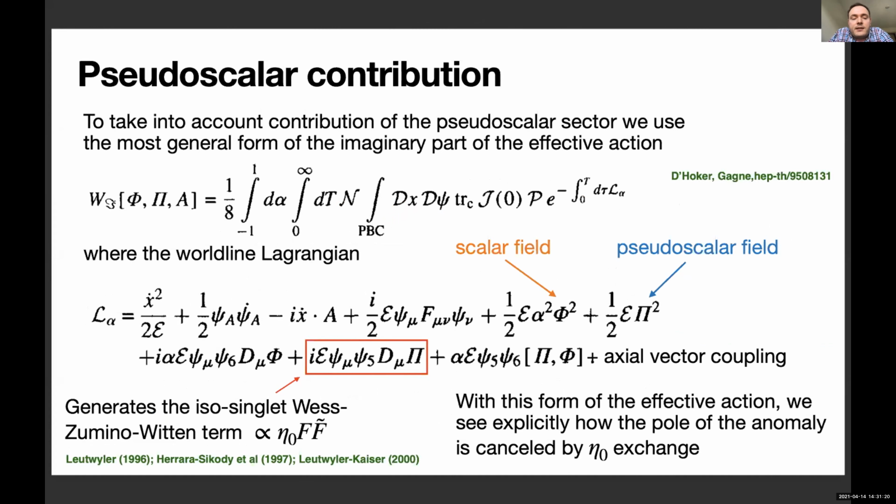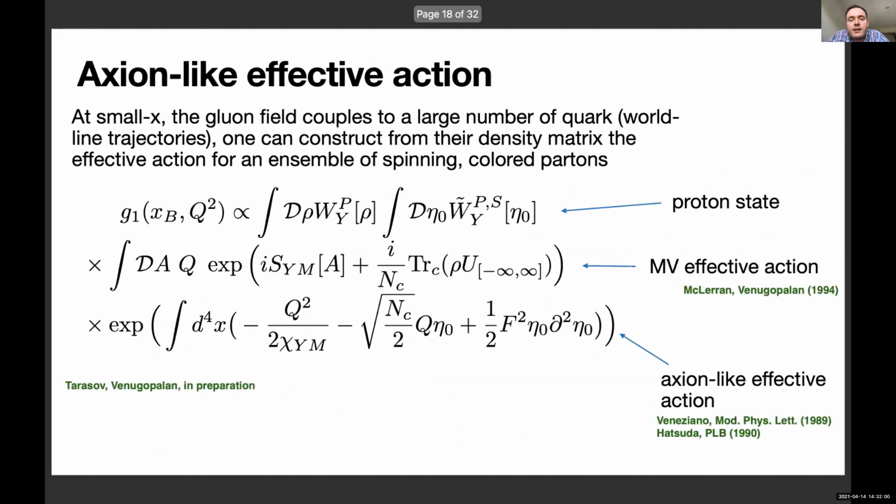And then what we observe is that indeed in the worldline Lagrangian, which contains coupling between the pseudoscalar sector and the vector and axial vector coupling, there is a contribution which generates the Wess-Zumino-Witten term, a coupling of eta naught and F F dual. That coupling effectively generates the derivative of the topological susceptibility, which defines essentially the quark contribution to the proton spin. And so we show how in this approach the chiral Ward identities are realized.